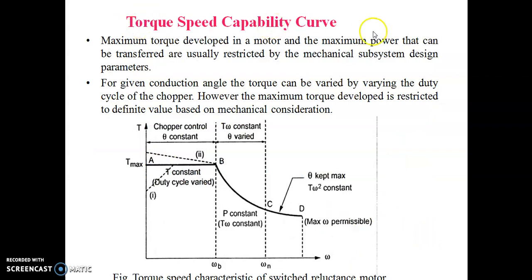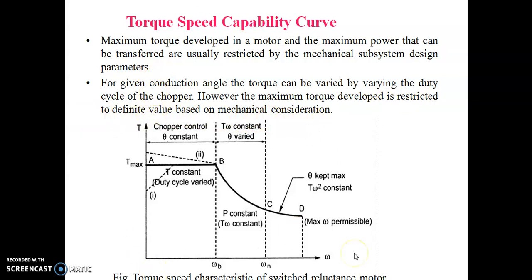It's the torque speed capability curve. Maximum torque developed in a motor and the maximum power that can be transferred are usually restricted by the mechanical subsystem design parameters. For a given conduction angle, the torque can be varied by varying the duty cycle of the chopper. However, the maximum torque developed is restricted to a defined value based on mechanical consideration.